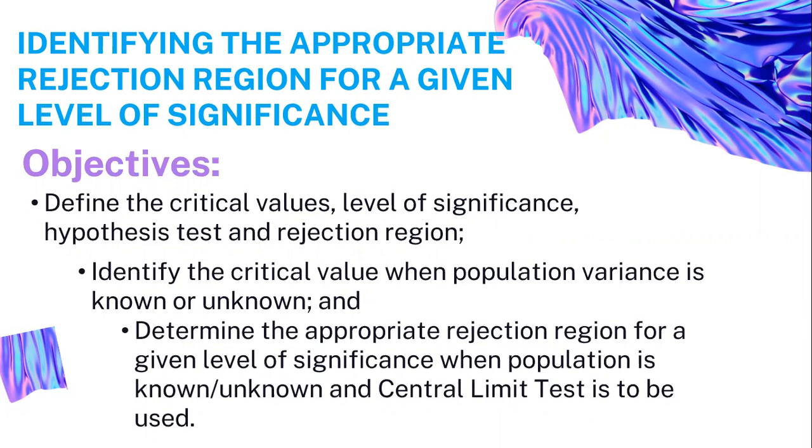If you can still remember, if the population standard deviation is given or is known, then you need to use the z-test. But if the population standard deviation is unknown, the t-test should be used. And when your sample size is large, greater than 30, then you need to resort to the central limit theorem, which entails the use of the z-test.